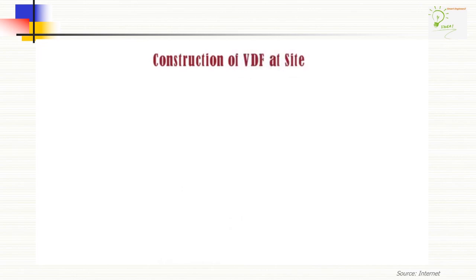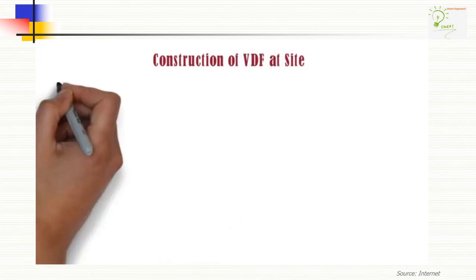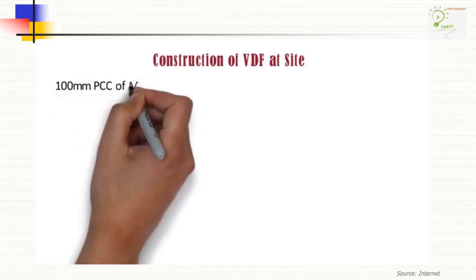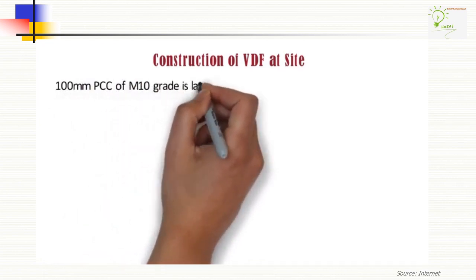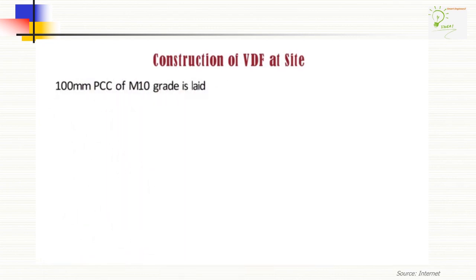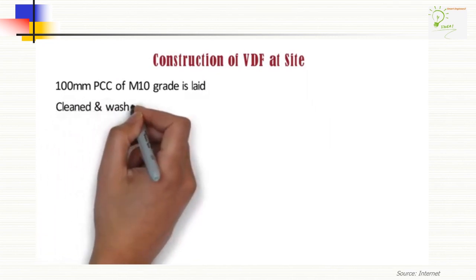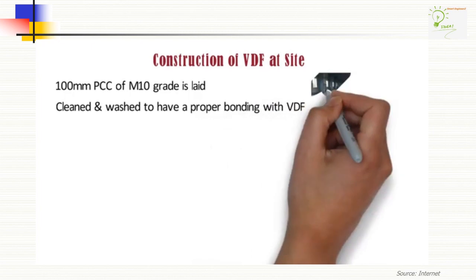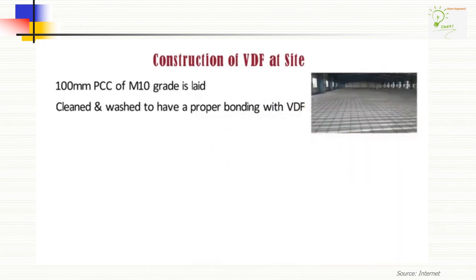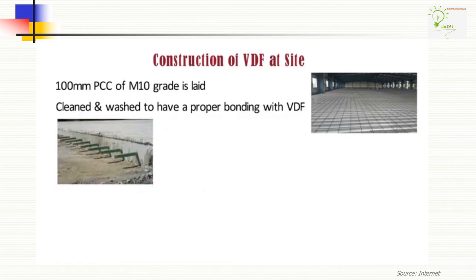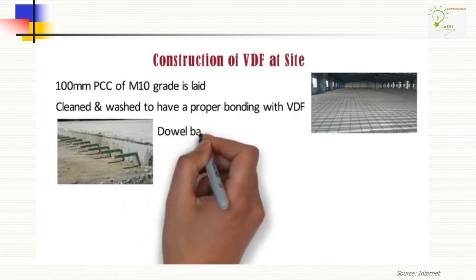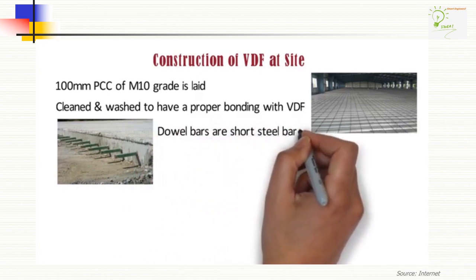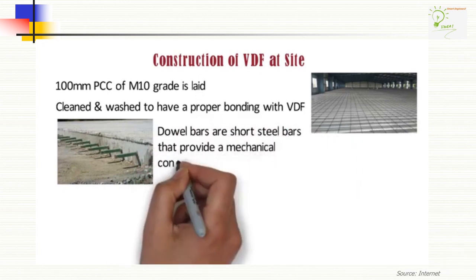We will start with the base. Generally, 100 mm PCC of M10 grade is laid below VDF. After that, this PCC surface is cleaned and washed to have a proper bonding with VDF. Then reinforcement steel bars are fixed as per specifications with the provision of dowel bars. If you don't know about dowel bars, then let me tell you: dowel bars are short steel bars that provide a mechanical connection between slabs.